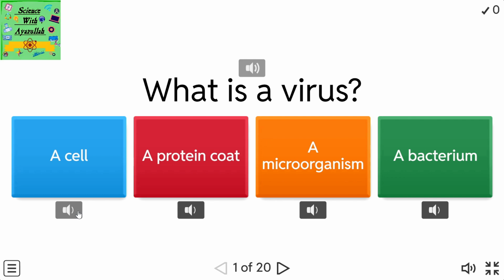What is a virus? A cell. Protein coat. A microorganism. A bacterium.